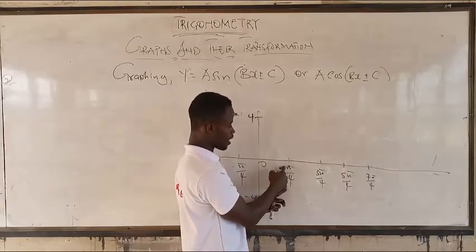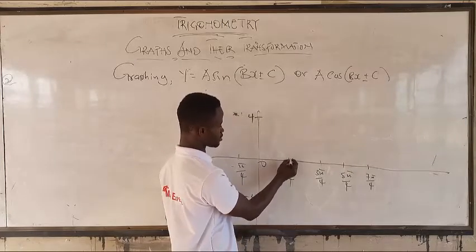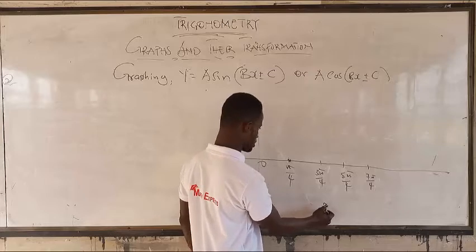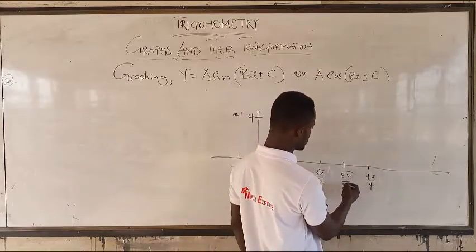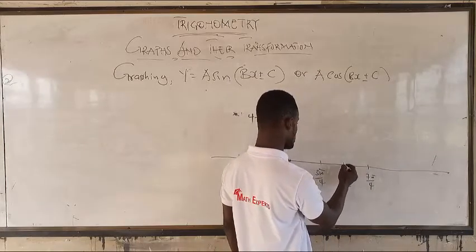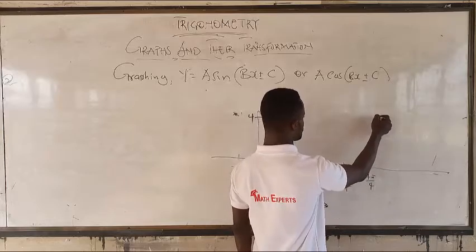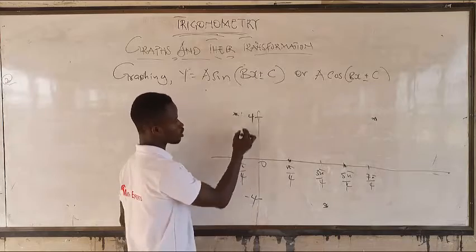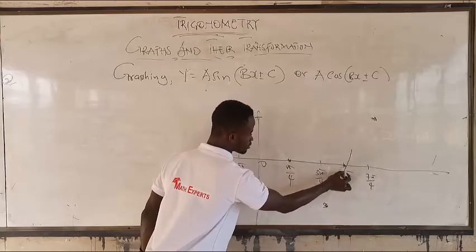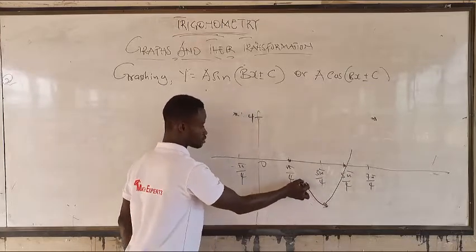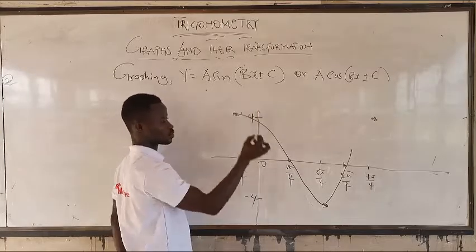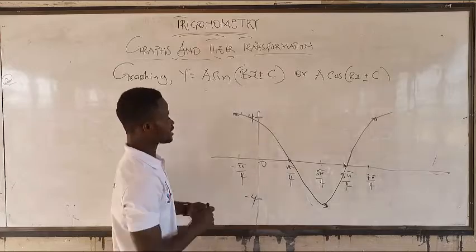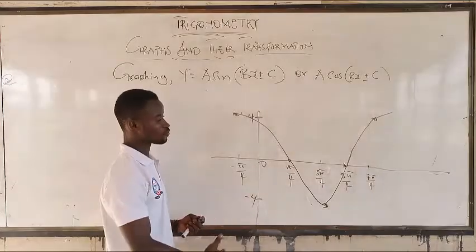Alright, so at -pi over 4, we have 4. At 0, nothing is there. Now at pi over 4, that is 0. And at 3 pi over 4, that is -4. Alright. Then here we have 0, here we have 4. Alright, so you know that we are sketching cosine. So it goes like this. Nice one. Very good. So that is for one period.